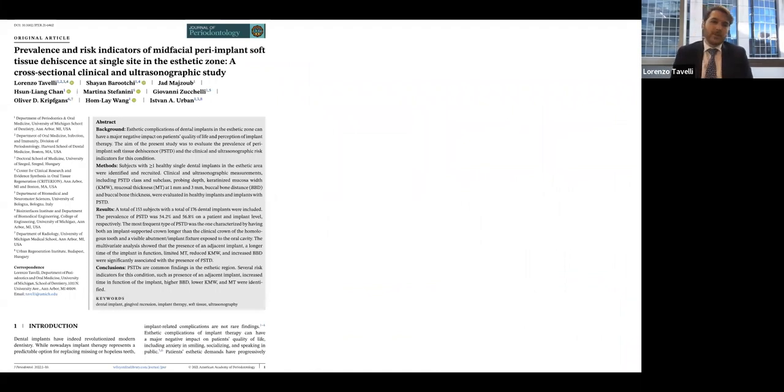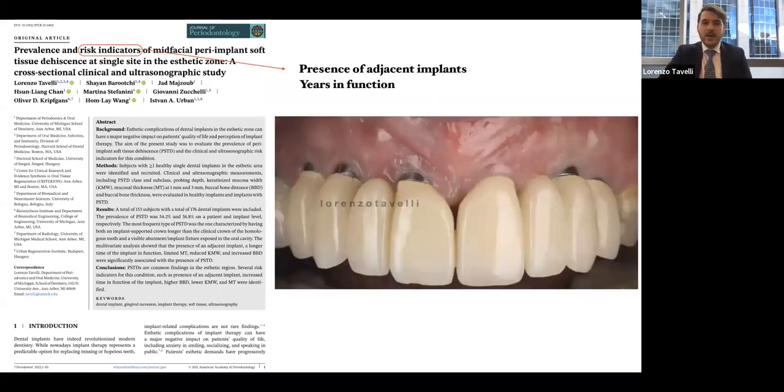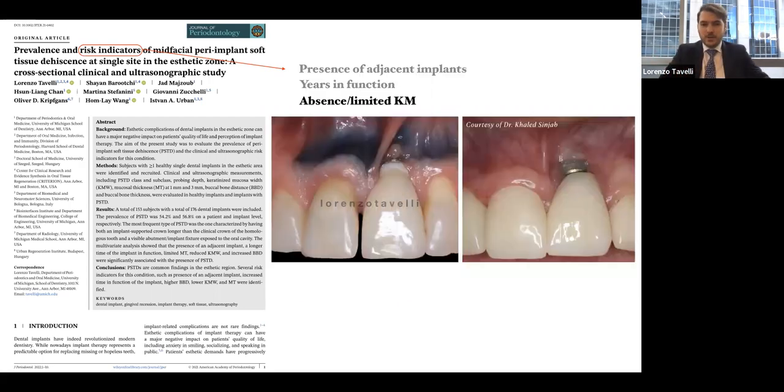And also we performed this study in which we analyzed clinically and ultrasonographically not just the prevalence, but the risk indicators associated with implant aesthetic complication, or like I prefer to call this condition, peri-implant soft tissue dehiscence or deficiency. These are just patients with dental implants in the anterior area. And we basically, long story short, demonstrated that the risk indicators for this condition are when you have a lot of dental implants close to each other, so not a single implant with 2 adjacent teeth, and also the more years the implant is in function.